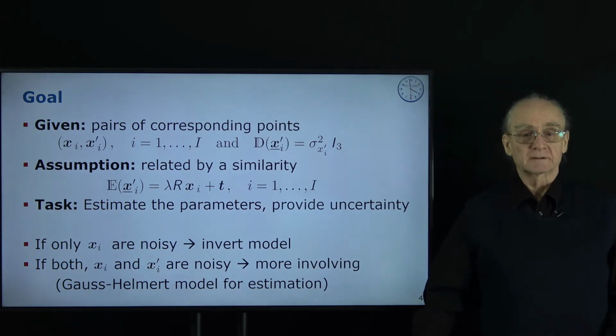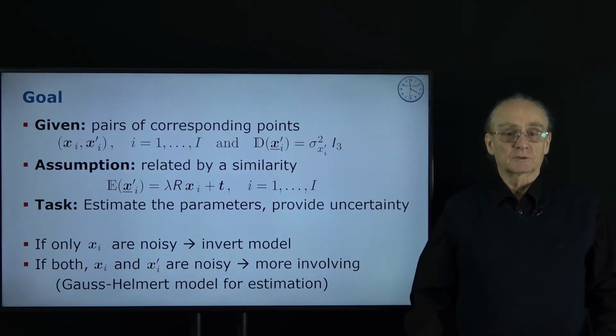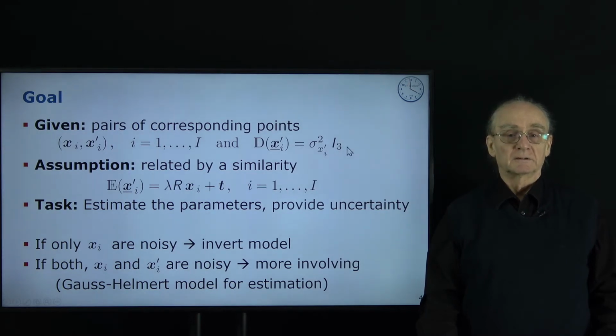The goal is, starting from given pairs of corresponding points, so you have x_i and x_i prime. The number of points is capital I, and we assume that the dispersion matrix or covariance matrix of the measured points x_i prime, the transformed points, is some standard deviation of that point, squared variance, multiplied with the unit matrix of size 2 or 3.